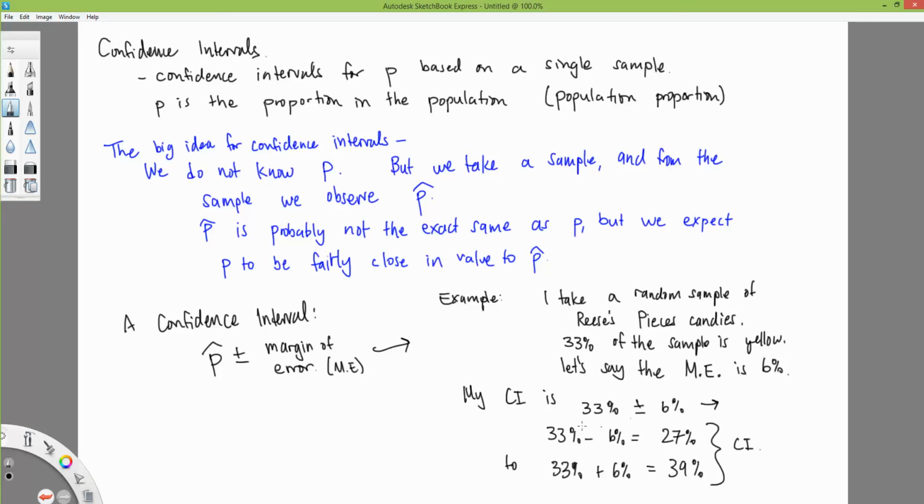We might not deal with percentages; equivalently I could just do 0.33 plus or minus 0.06, and that gives me 0.27 to 0.39. So you have to be just as comfortable dealing with decimals as percentages, but this is all the same. So I'll let you guys finish copying that.